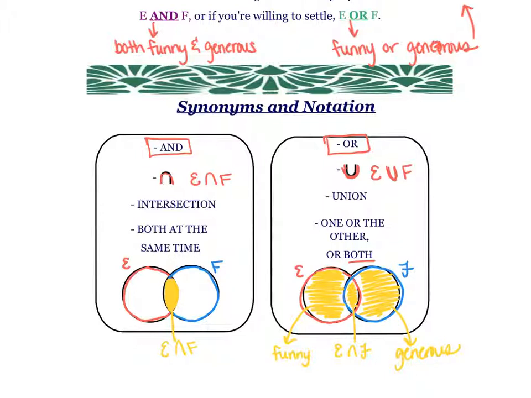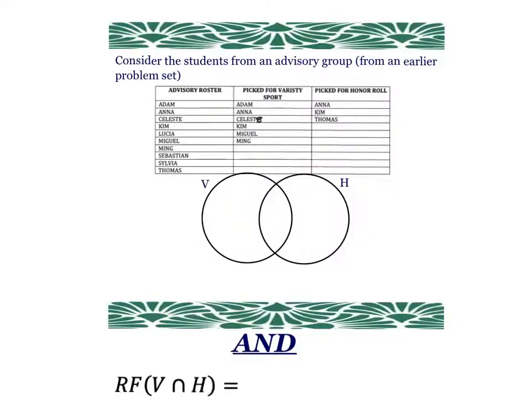So sometimes, let's consider the students from an advisory group. And this is actually from an earlier problem set, so you've seen this before. So here I have 10 students. I believe it's 10. Adam, Anna, Celeste, Kim, Lucia, Miguel, Ming, Sebastian, Sylvia, and Thomas. Here I can see that I have 1, 2, 3, 4, 5, 6 that are picked for a varsity sport, and I have 3 who have been picked for honor roll.